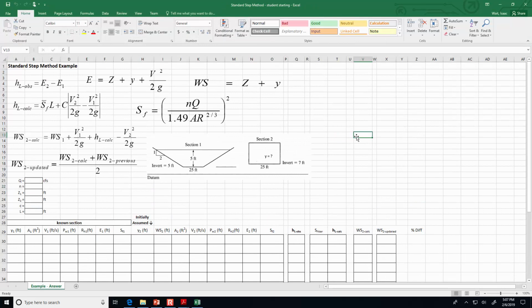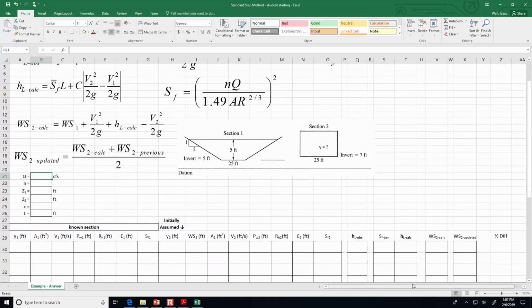What we're going to do is we've got all of the equations that we need from that method that I stepped you through. Let's put in the given information. For the conditions that are explained in the example, our flow rate is 1,000 CFS. The N value, the roughness of the material, is 0.05. The Z1, let's go back to the sketch right here. So Z1 is asking how far above the datum is the bottom of the channel at section 1. So we put in 5 there.